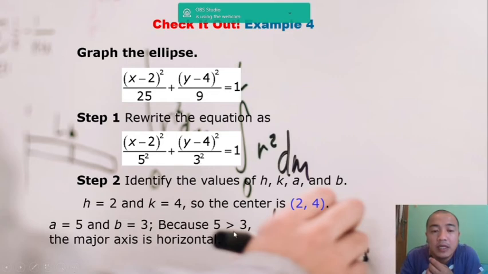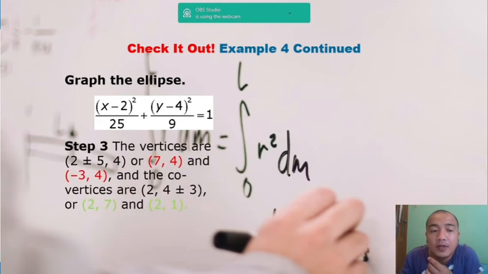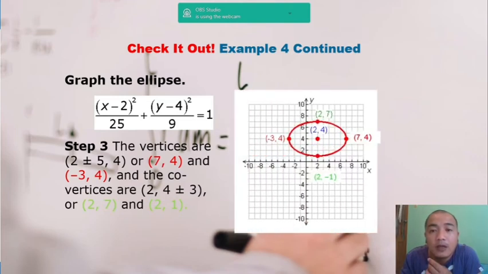And because 5 is greater than 3, the major axis is horizontal, meaning case 1. So let's now graph. The vertices are at 7, 4 and negative 3, 4. Applying the formulas, the co-vertices, meaning the ends of the minor axis, are at 2, 7 and 2, 1. And there's our graph for example 4. Okay, that's all for case 1.